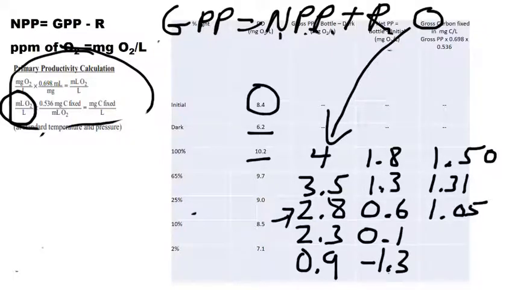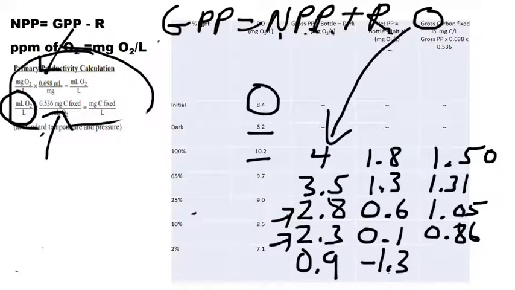Continue that same pattern for the 10%. Take our gross amount of oxygen produced, which in this case is 2.3. Going to multiply that by our conversion factor from our top equation of 0.698. We'll take that answer and multiply it by our conversion factor from the bottom equation, 0.536, to get a total amount of carbon fixed, a gross amount of 0.86.